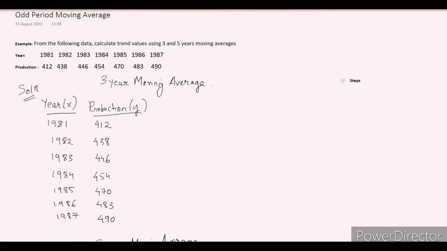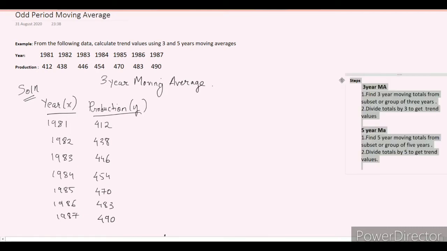So let us look at an example of how to find the trend values using a 3-year moving average and a 5-year moving average. If you remember the steps, let's take the case of a 3-year moving average first. We find the 3-year moving totals from the subset or group of 3 years. For every group of 3 years we find a total and we place the total against the middle year of that group. Then you divide the total by 3 to get the trend values.